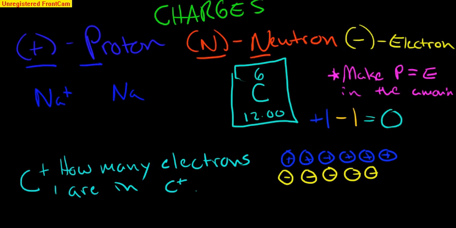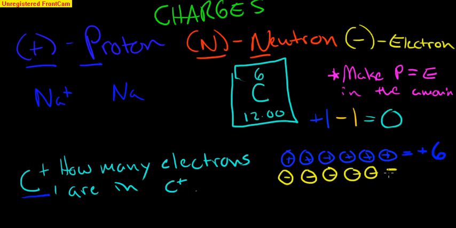All right, so 1, 2, 3, 4, 5, 6 protons. We don't touch the protons because we're still talking about carbon. Okay, we're not talking about some other element. We're still talking about carbon plus. That's what we're trying to figure out. Well, we know carbon has 6 protons, so we have a plus 6, and that plus is represented by 1, 2, 3, 4, 5, 6 positive charges.